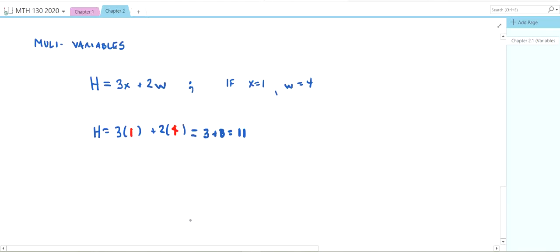And we could have more than 2 variables. We could have 3 variables, 4 variables, and so on and so forth. That's essentially the type of topics talked about in section 1.